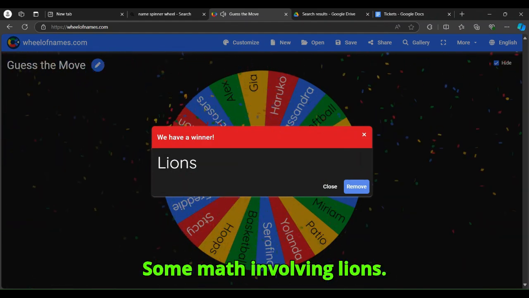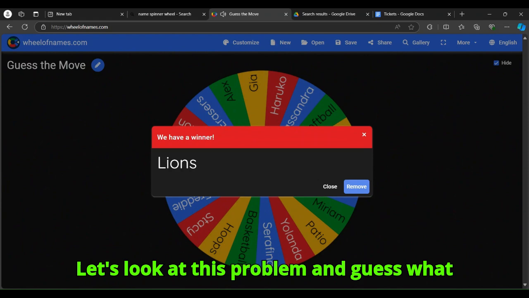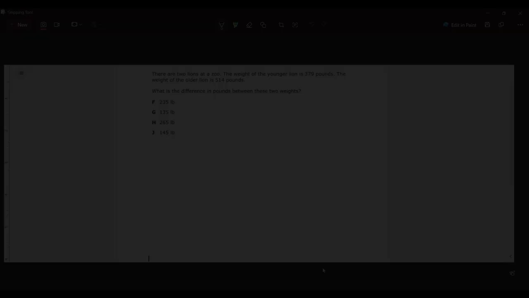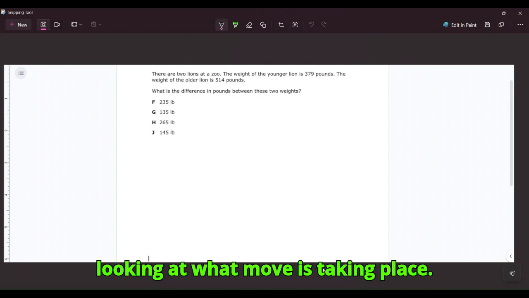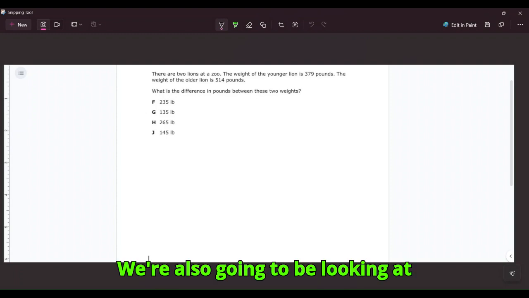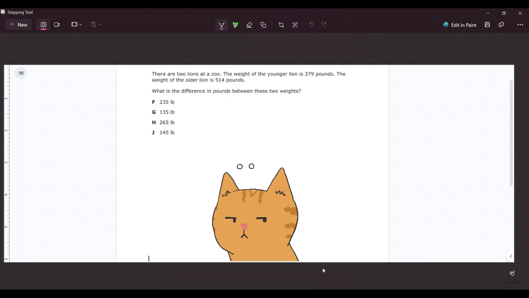Some math involving lions. Let's look at this problem and guess what move is happening. We're going to look into this problem, but we're not just going to be looking at what move is taking place. We're also going to be looking at how your student may be required to justify their reasoning.